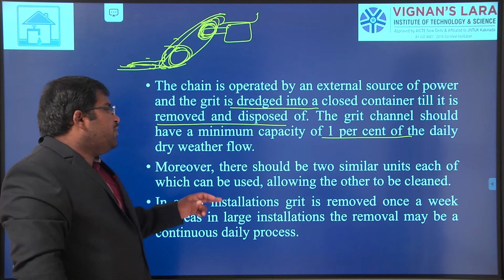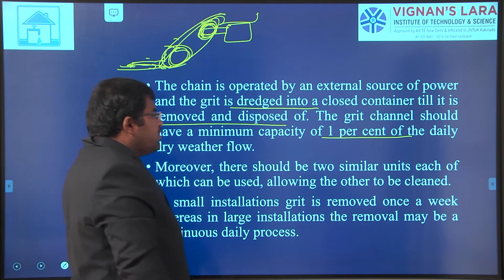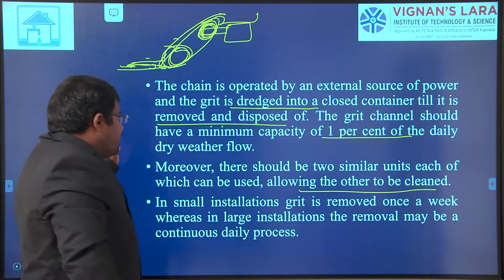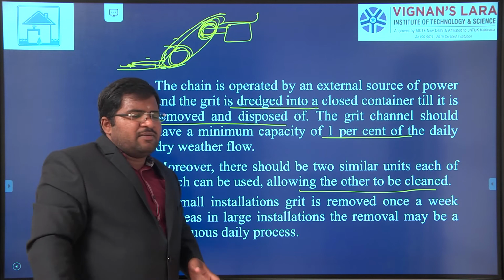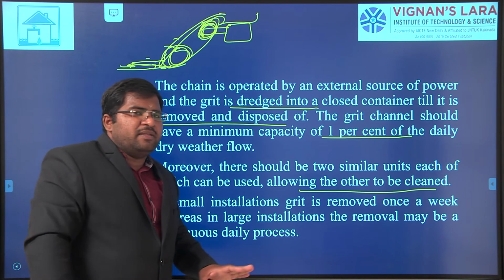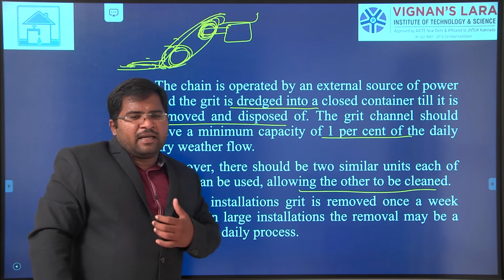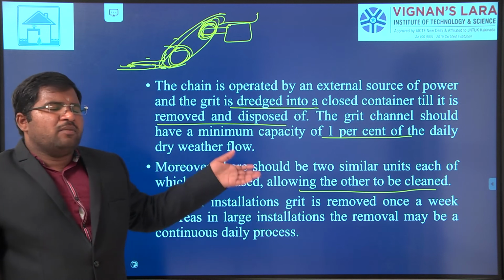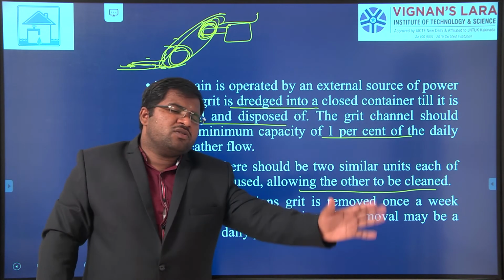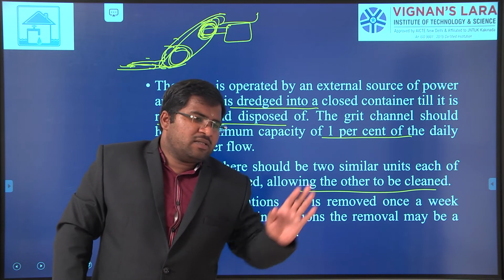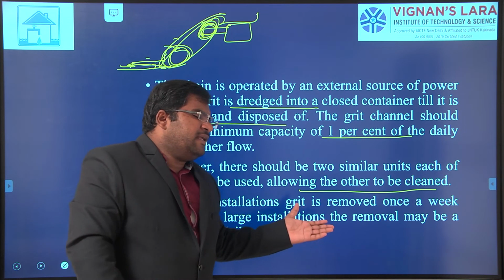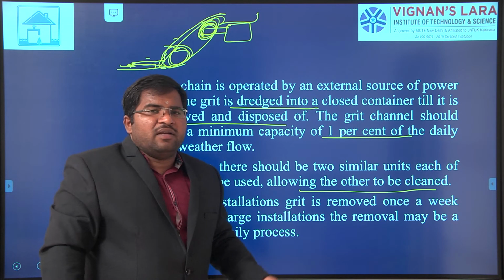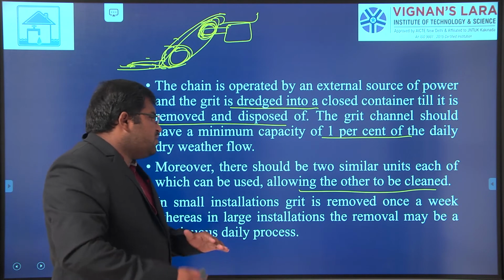Moreover, there should be two similar units, each of which can be used while allowing the other to be cleaned. So two grit channels will be there. Why? Because both cannot operate at a time, since one will be in cleaning condition. During that time we use the other grit chamber. Once the first cleaning is over, we shift the water there and start cleaning the second one. Like that, we use them as standby.